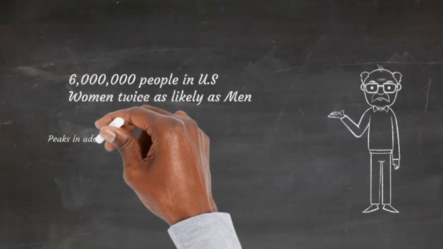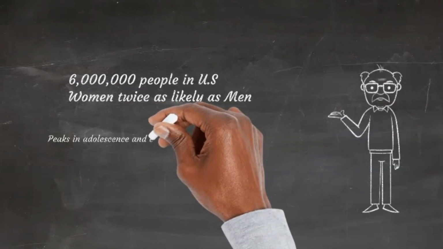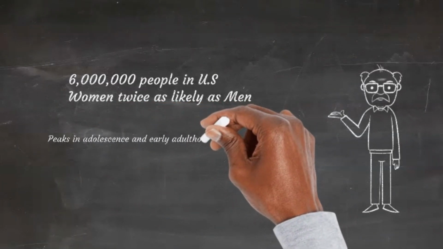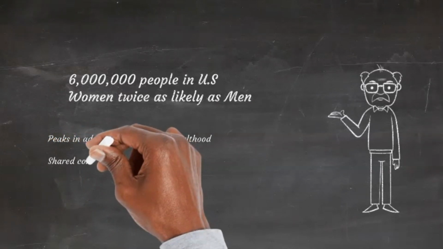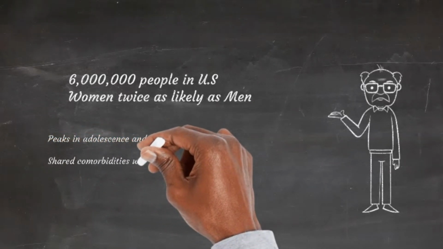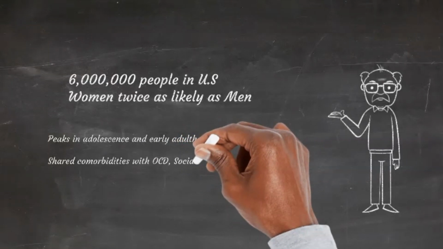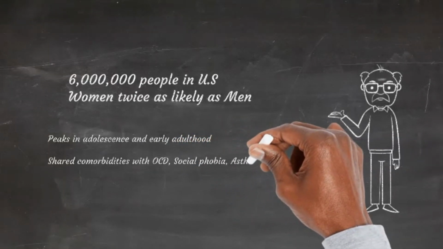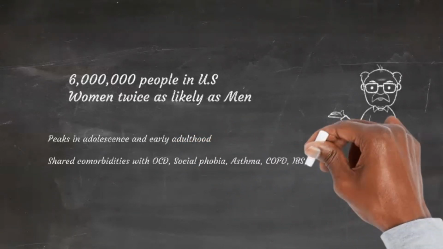Panic disorder typically peaks in adolescence and early adulthood with a low prevalence in children below the age of 14. Patients with panic disorders also share many other comorbidities, including OCD, social phobia, asthma, COPD, IBS, which is irritable bowel syndrome, and hypertension.